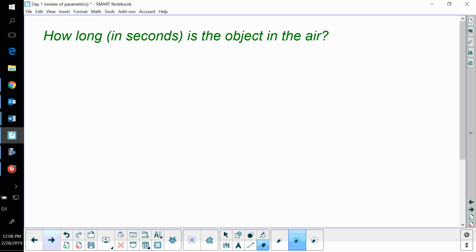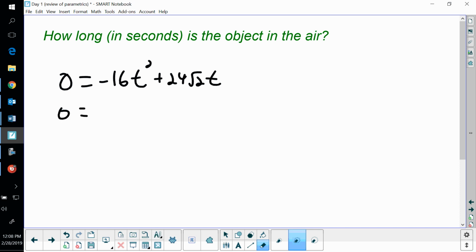So we want to know how long in seconds the object is in the air. Well, if you are no longer in the air, that means your vertical component, the y, is 0. So all we'll do is take the y part and set it equal to 0. We can factor out a t. You can take out an 8t if you even wanted. Maybe we'll do that.